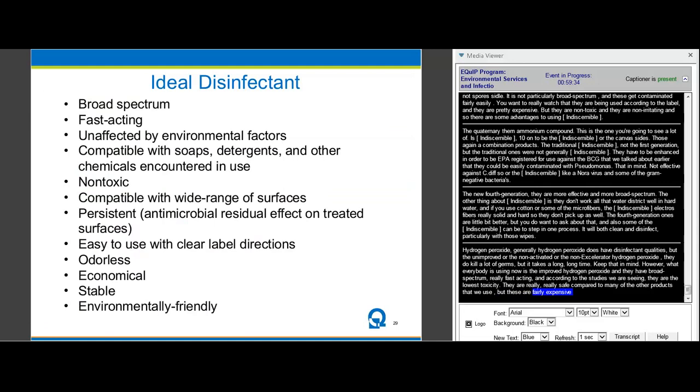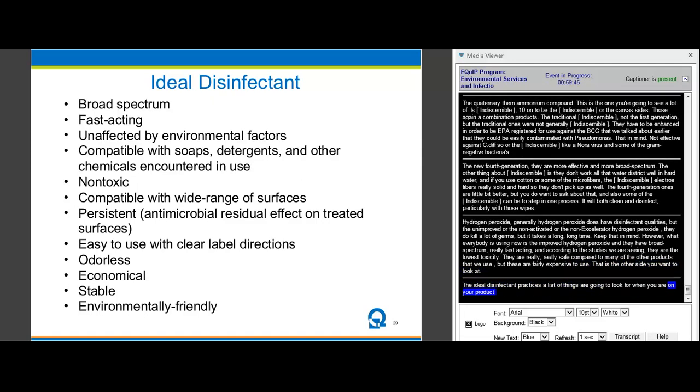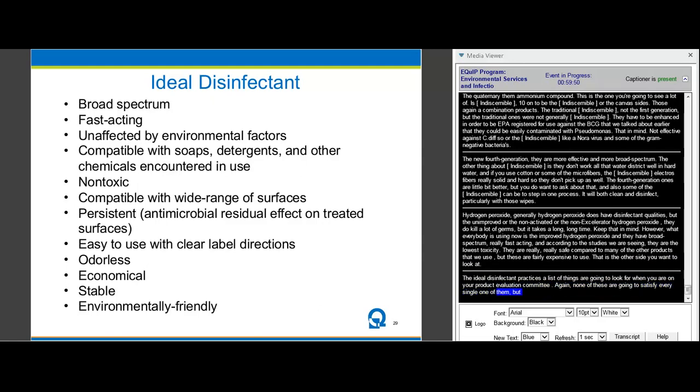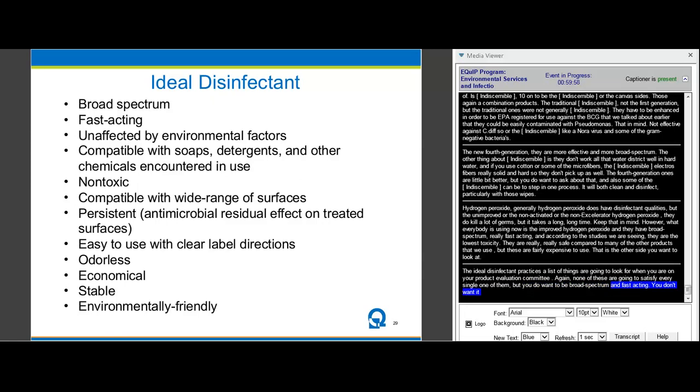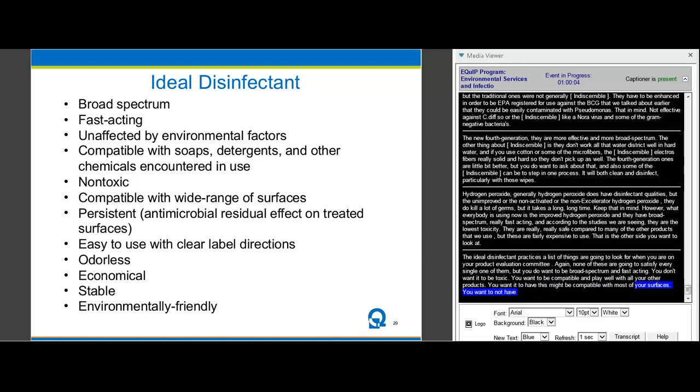So the ideal disinfectant. Now, this is a list of things you're going to look for when you are on your product evaluation committee. And again, none of these are going to satisfy every single one of them, but you do want it to be broad spectrum and fast acting. You don't want it to be toxic. You want it to be compatible and play well with all your other products. You want it to be compatible with most of your surfaces. You want it to not have an unpleasant or offensive odor, because that's the first thing people are going to complain about. And it has to be stable, environmentally friendly, and economical. So if you can judge each of the products based on this on a scale, that's going to help you make your decision.